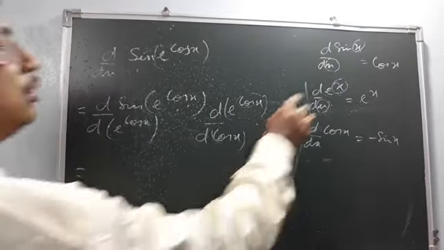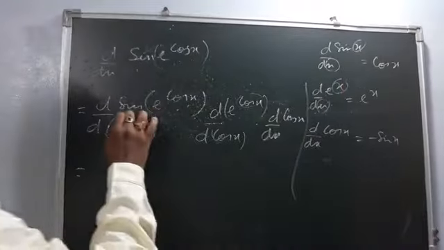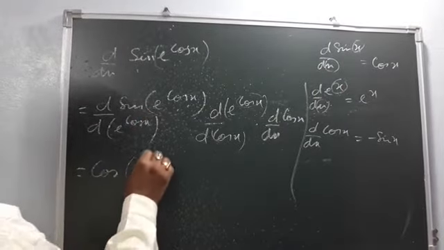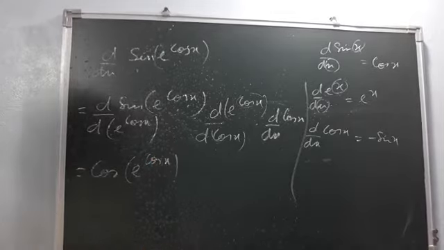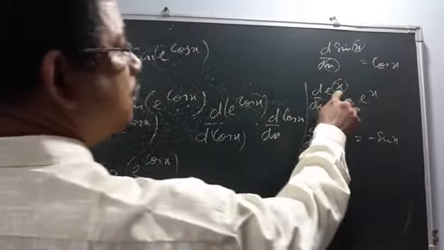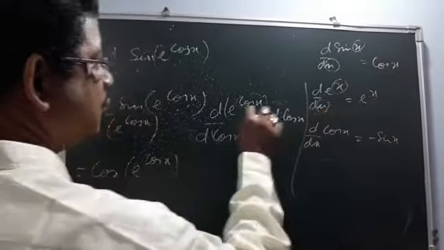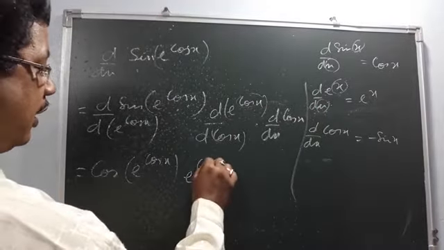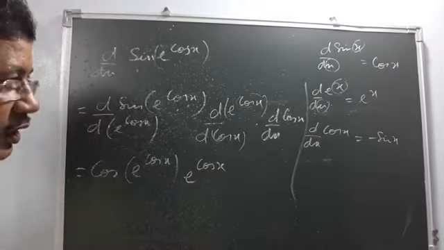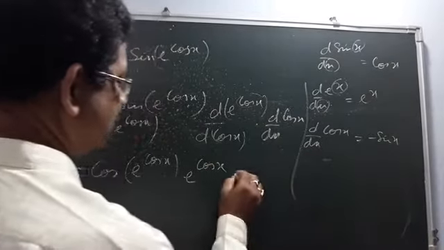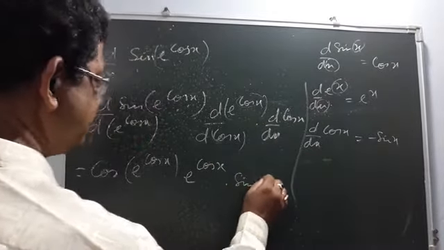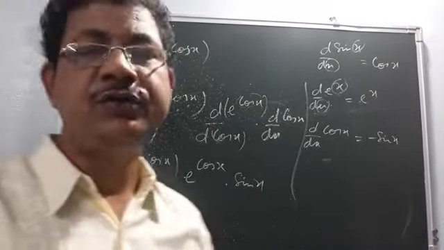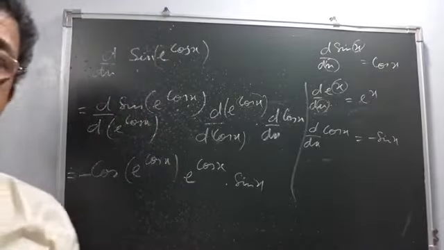Now differentiation of sin x is cos x. So differentiation of this one will be cos of e to the power cos x. See here, e to the power x with respect to x gives e to the power x, so e to the power cos x with respect to cos x will again be e to the power cos x. And differentiation of cos x is minus sin x. So I will write sin x here, and this minus I will take here. So this is the formula for chain rule. These things we know.